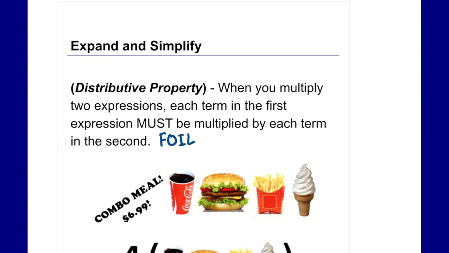So you might have heard the FOIL or the rainbow method. That's basically what we're doing when we have the arrows showing what's being multiplied. It looks like a rainbow, or foiling: first, outside, inside, last. Different things that you could use.